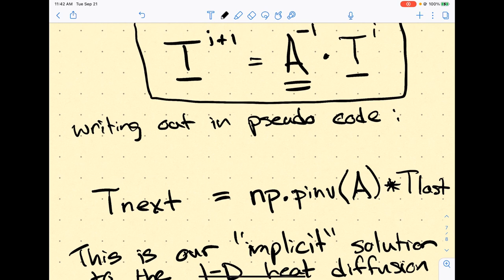So what are the advantages of this? Well, one, like I said, this is unconditionally stable. So you don't run into that problem of having to tweak your time step and your spatial step. You don't have to worry about changing the spatial step or the temporal step and then running into instabilities in the model code.